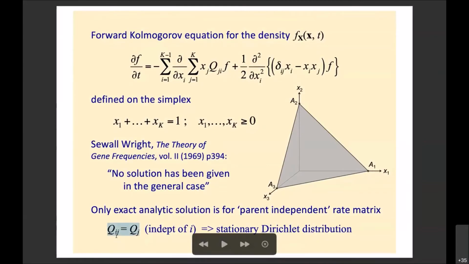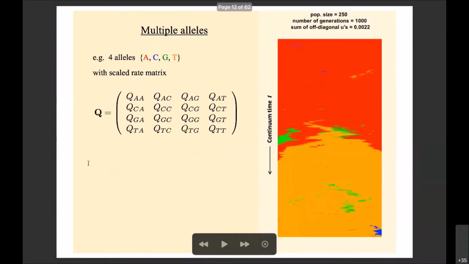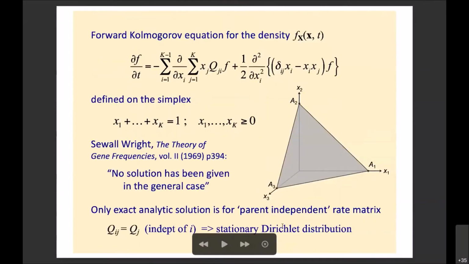The particular form, unfortunately, says, well, let's look at mutations where it doesn't matter what parent allele we mutated from. And unfortunately, that has no particular real biological significance. It's as if every row of the rate matrix was the same. So it didn't matter whether you were coming from allele A or C or G or T, it would only matter what you were going to. That's not how mutations happen in the real world. So yes, you can get a nice solution in this particular case, but unfortunately, it's not a very useful case.